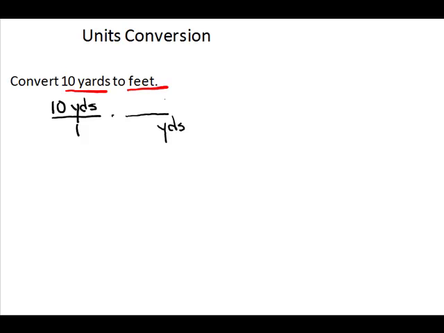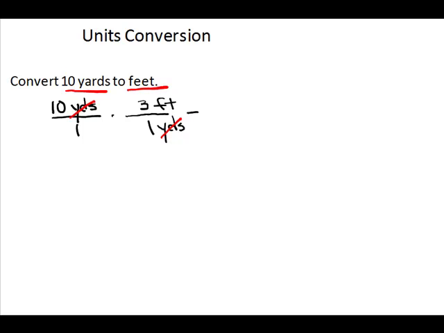And we want to get feet, so that should go in the numerator. And then we fill in our numbers. It is 3 feet to 1 yard. Now we're ready to cancel our units on the diagonal. So we can cancel out the yards. That's going to get us into feet, which is what we wanted.